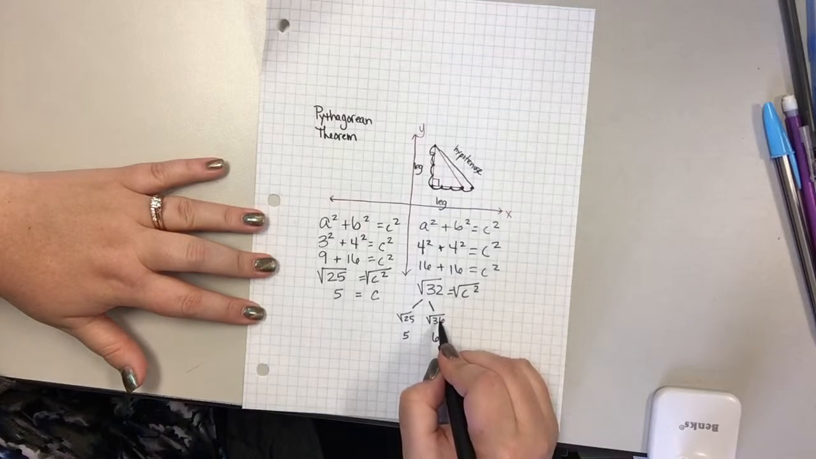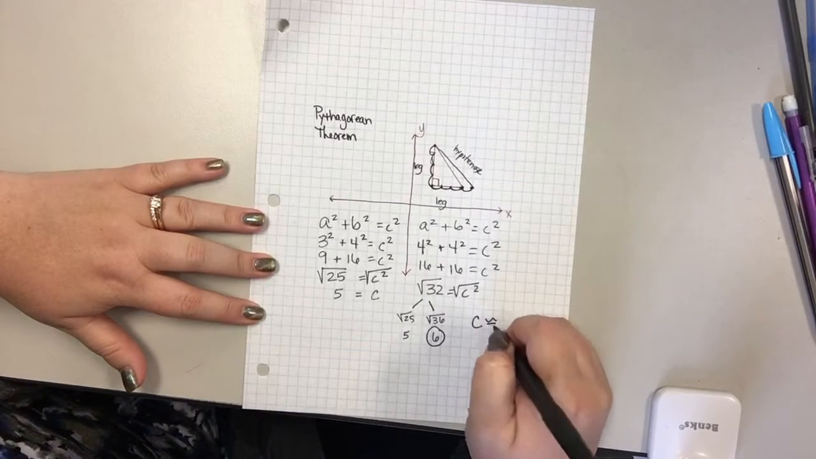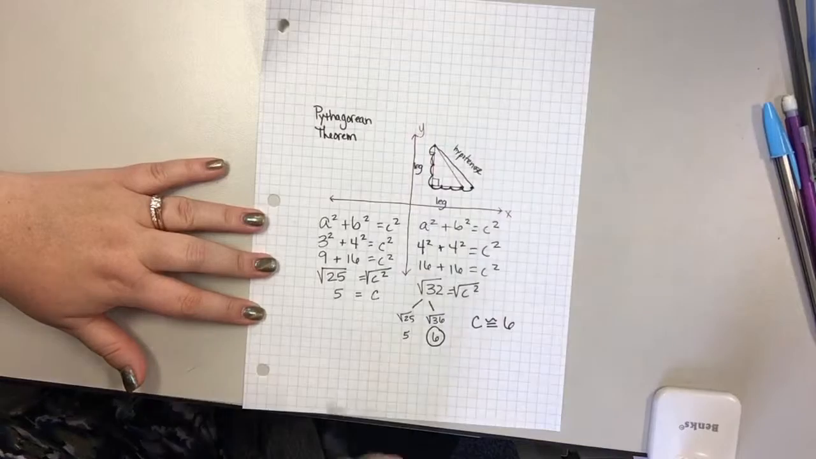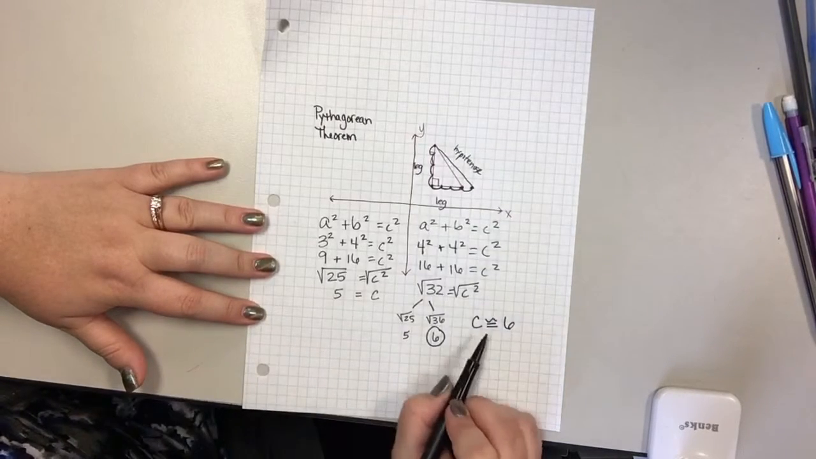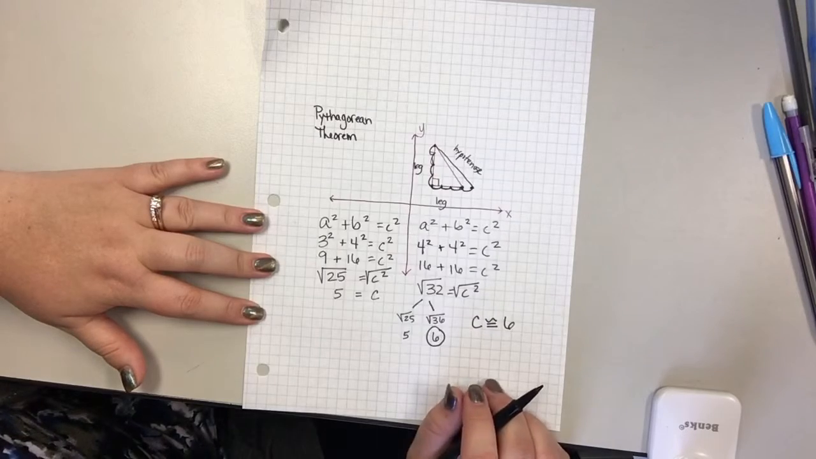It is closer to the 36, so my answer is closer to 6. So c is approximately 6. So sometimes you'll get a nice whole number, and other times you're going to have to approximate or round or use a calculator to get a decimal.